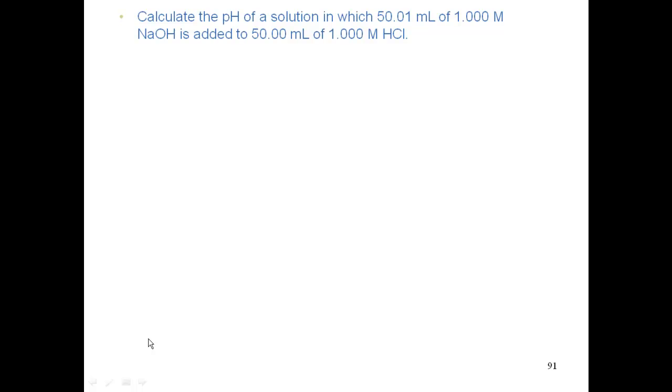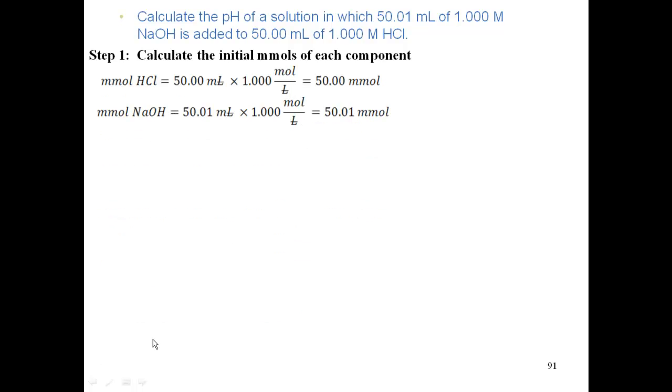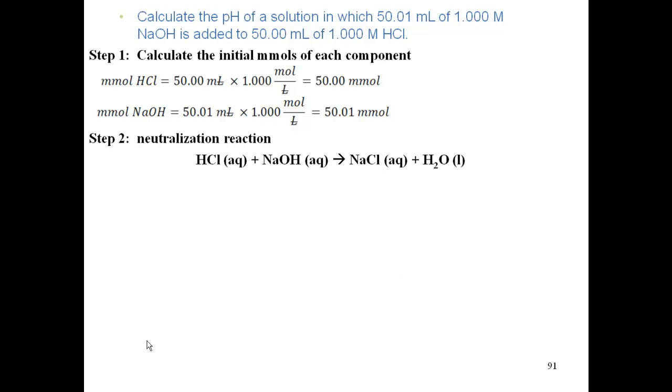Exactly, it should be around 10. Let's do the calculation. First step, calculate the initial millimoles of each component. So you got your 50 times 1, which is 50 millimoles of HCl. Your 50.01 times 1, which is 50.01 millimoles of sodium hydroxide. Next step, neutralization. Write the reaction.